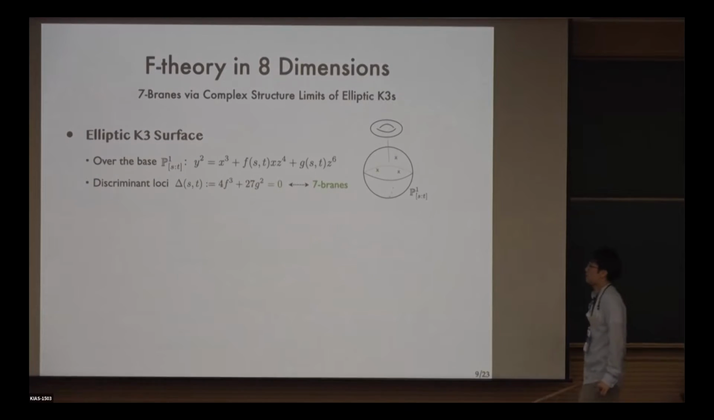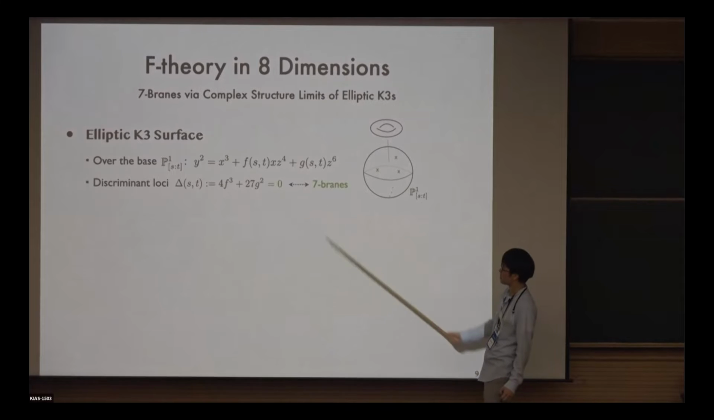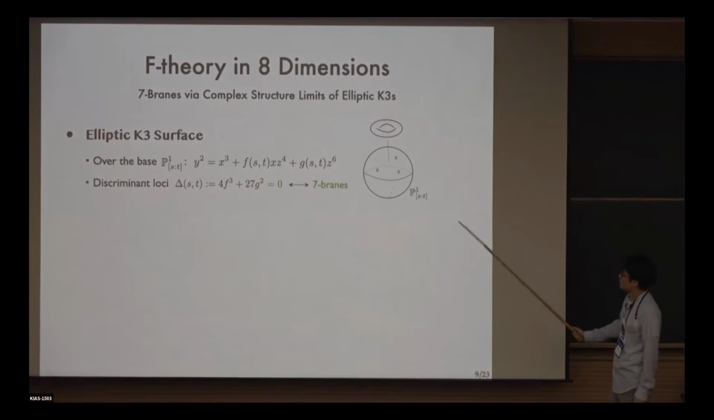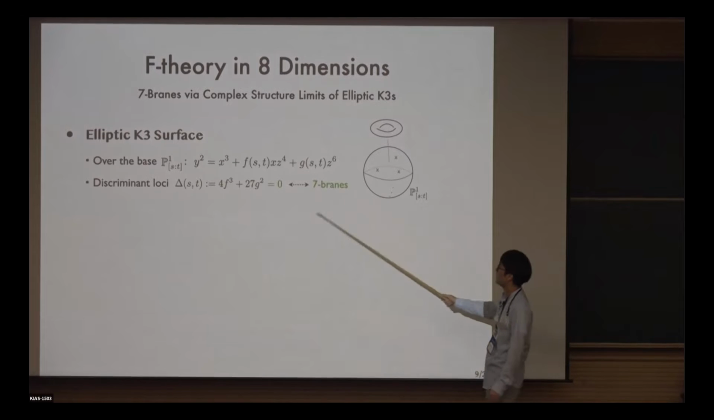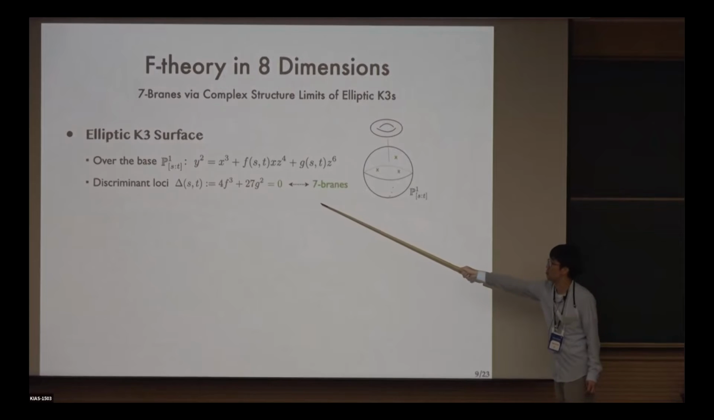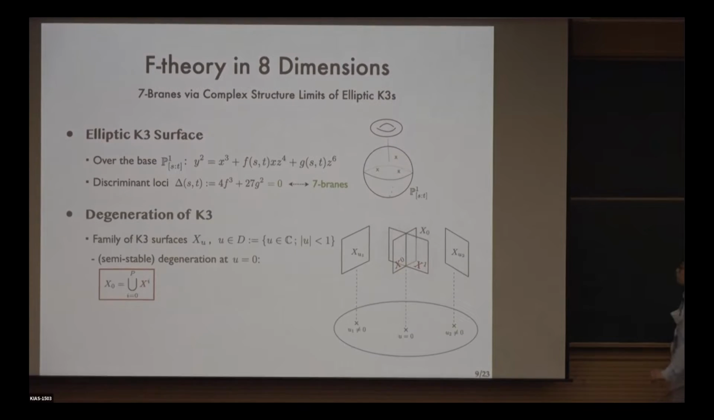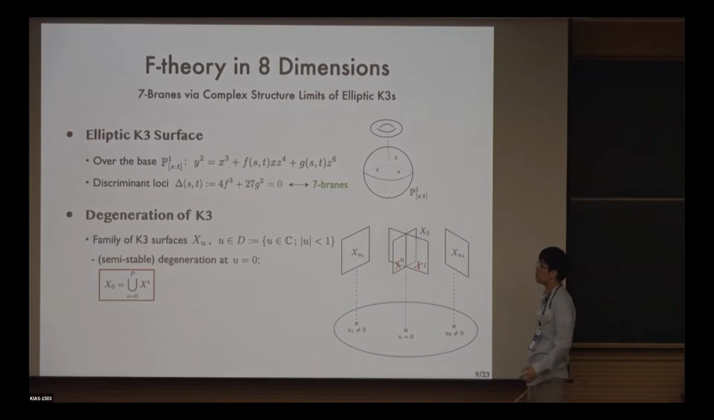So an elliptic K3 surface has its Weierstrass model defined over the base P1, whose homogeneous coordinates I denote here by S and T. And the 7 branes here are located at the discriminant loci, which are just the 24 zeros of this degree 24 polynomial in S, T. And for this reason, we can deform the positions of the 7 branes by deforming the complex structure, and therefore the underlying mathematical framework to discuss the 7 brane configuration is the degeneration of K3 surfaces.